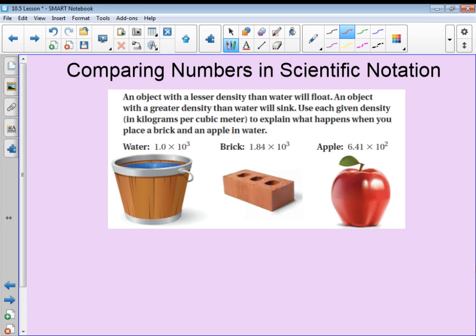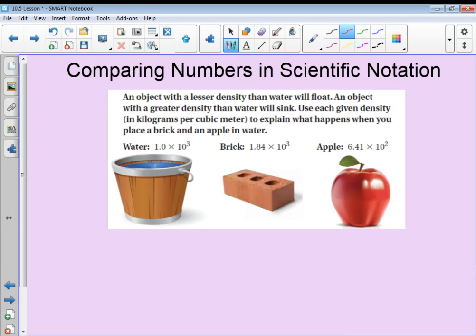It says an object with lesser density than water will float. An object with greater density than water will sink. Use each given density in kilograms per cubic meter to explain what happens when you place a brick and an apple in water. So we want to know which one floats, which one sinks. I know common sense wise you can tell me, but we're using this common sense problem to help you understand scientific notation and use it as a self-check.